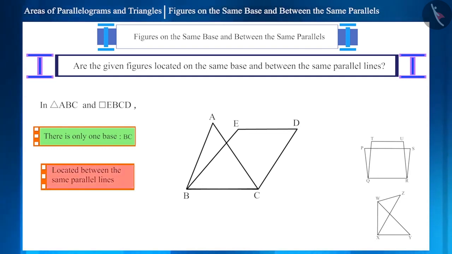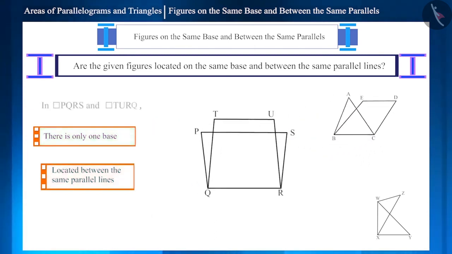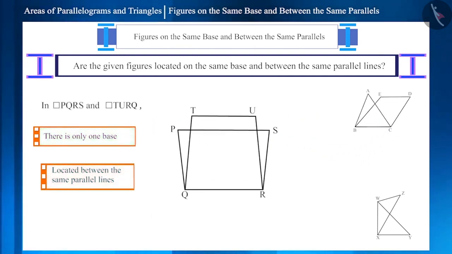This is because in triangle ABC, the opposite vertex A of the base BC, and in parallelogram EBCD, the opposite vertices E and D of the same base BC, are not placed on the same line. Therefore, their heights are not equal. In the second figure, we can see that in both the parallelograms, one side is the common side. In other words, we can say that these two are located on the same base QR.